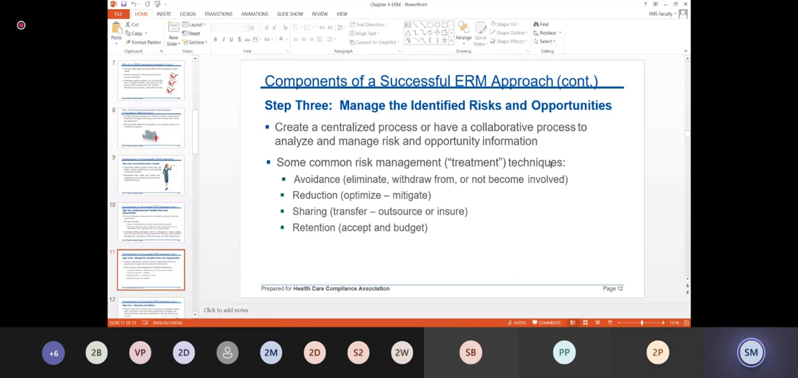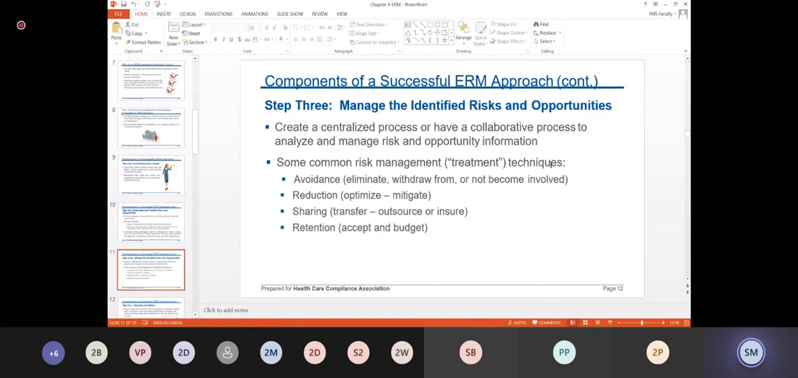Now retention: accept and budget for it. The risk is coming. If these three techniques cannot be implemented on that particular risk, then finally we have to accept it. COVID is coming. We have done lockdown, we have done everything, but it has impacted. It has come to our home. It has impacted. Then after that we have accepted it: yes, this was bound to happen.